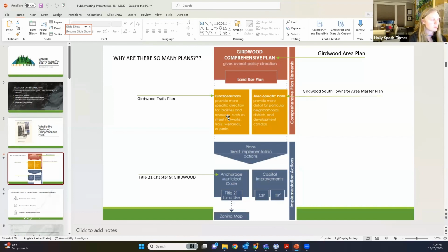So the Girdwood Trails Plan is an example of a functional plan. The Girdwood South Town Site Area Master Plan is an example of an area-specific plan. And these are all comprehensive plan elements, right? They're an element of your overall Girdwood Comprehensive Plan. From there are more implementation type actions, and those are things like Title 21, Chapter 9, which is the Girdwood chapter, which implements your land use plan, and then other things like capital improvement plans.